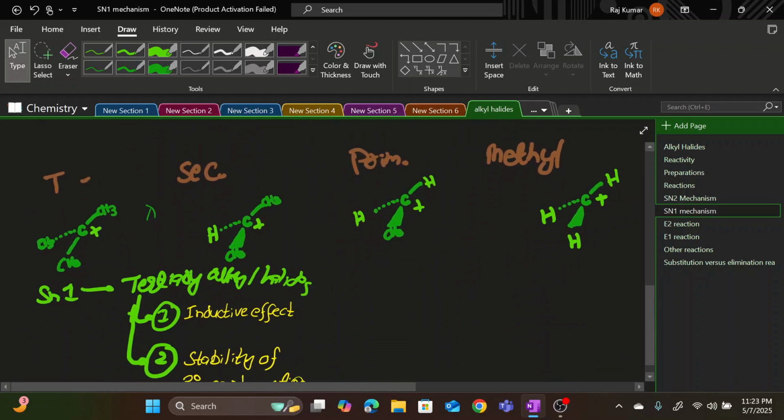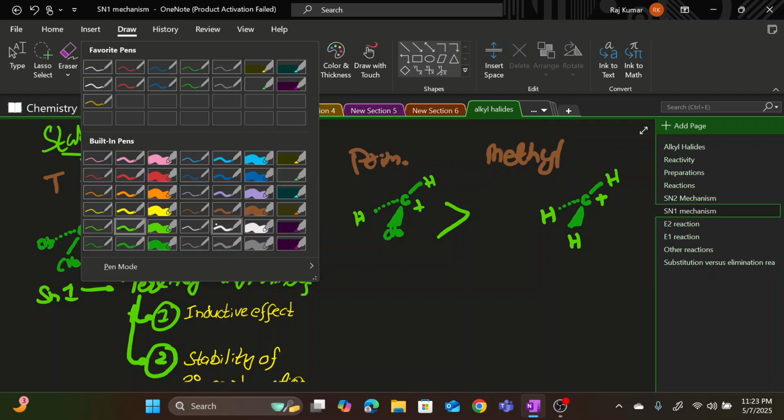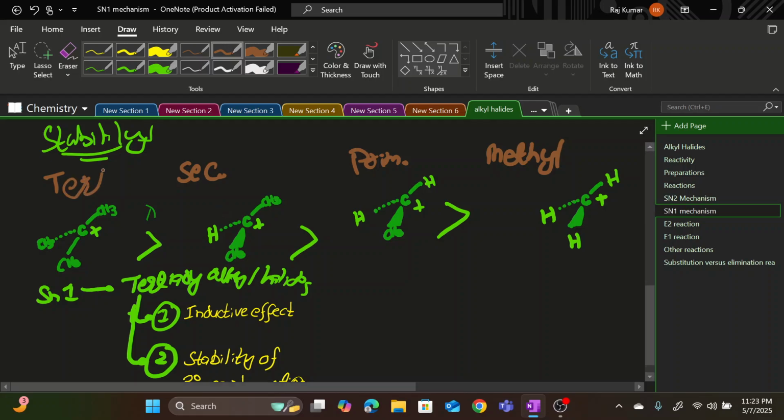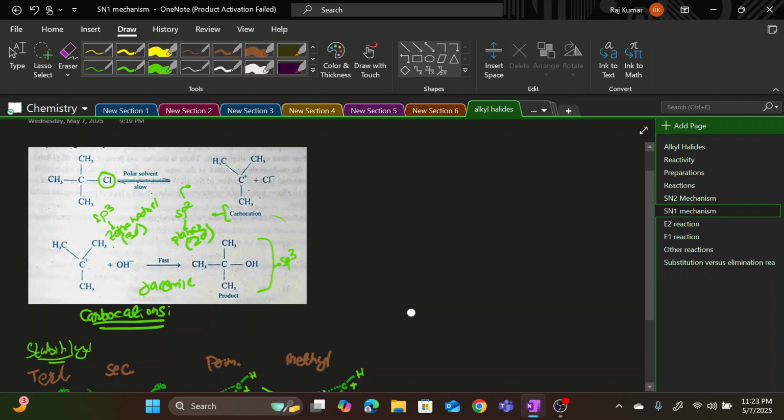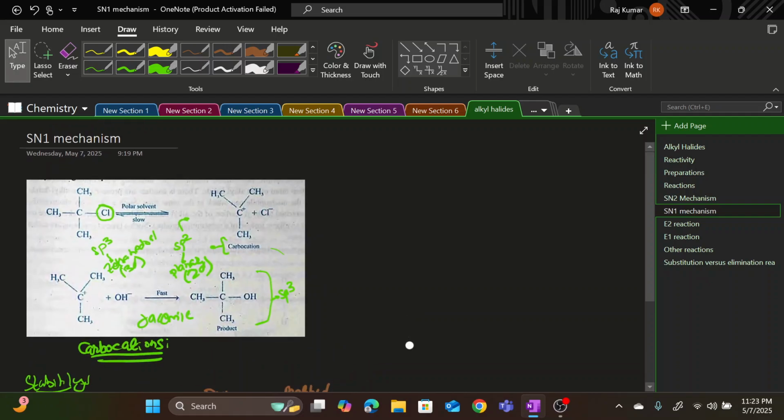And stability of carbocation, as I previously told, is this. Tertiary carbocation is the most stable one, and then we have the secondary carbocation and the primary. So this is all about the SN1 mechanism.